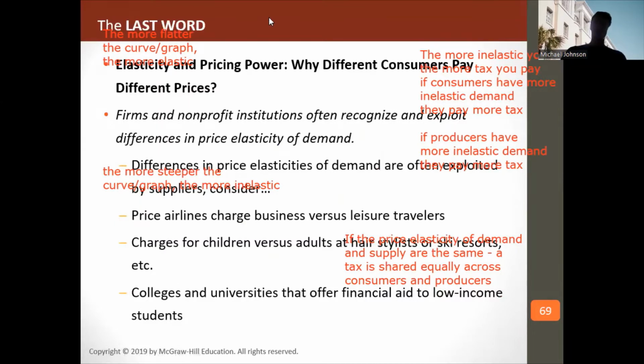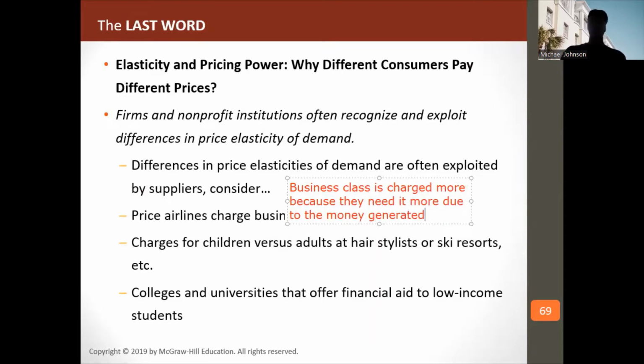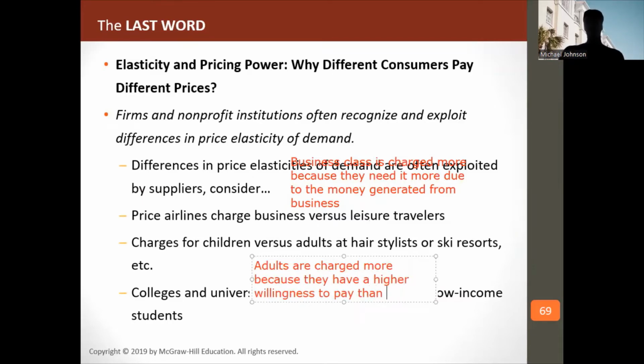So here is another good example: elasticity and pricing power. Why do different consumers pay different prices? Firms and nonprofit institutions often recognize and exploit differences in price elasticity of demand. For example, airlines charge business versus leisure travelers. Business class is charged more because they need it more, due to the money generated from business. And there are different charges for children versus adults at hairstylists or ski resorts. Adults are charged more because they have a higher willingness to pay than children, because they have substantial income.